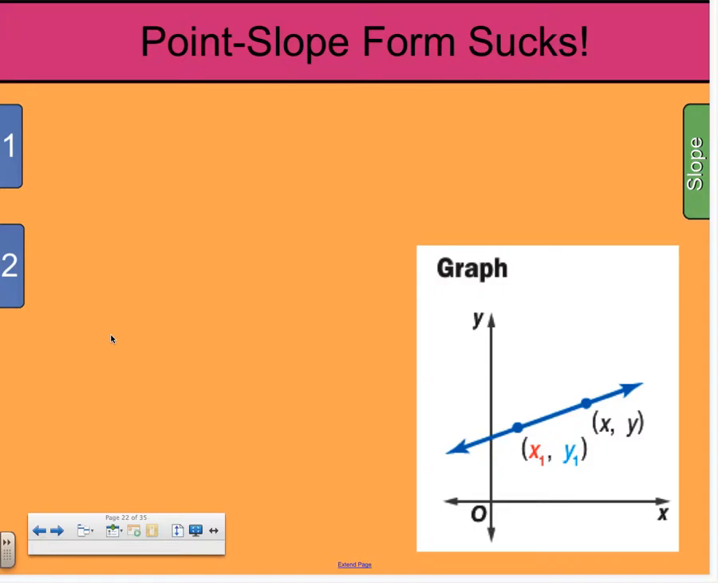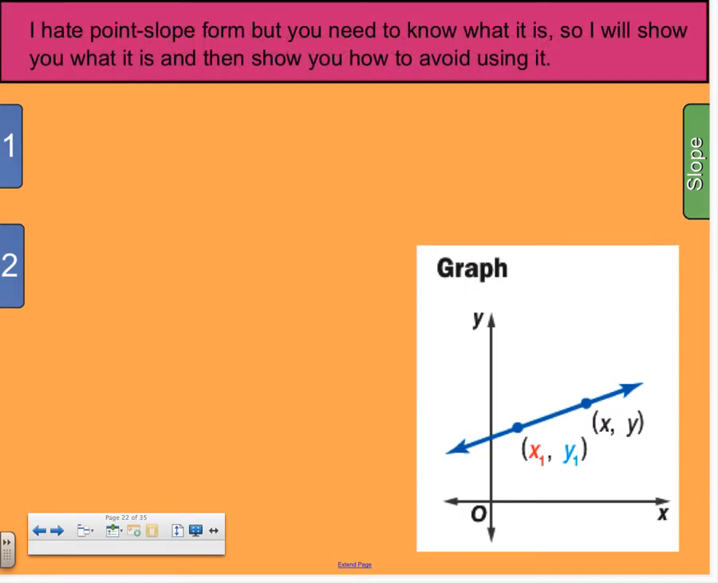You might be able to tell by the statement at the top of the screen how I feel about point slope form. Yep, I think it's awful. I think it sucks. I hate point slope form, but you need to know what it is. So I will show you what it is and then show you how to avoid using it.